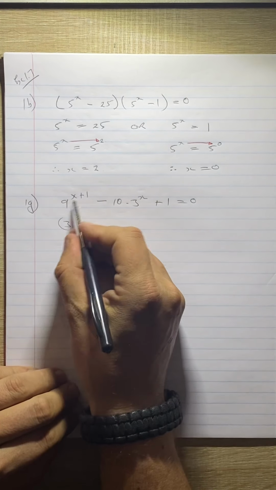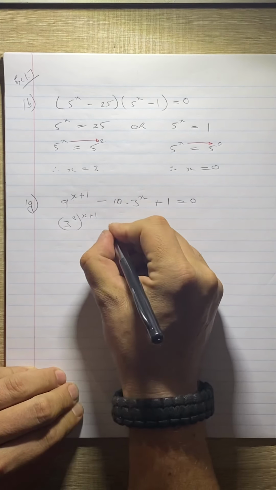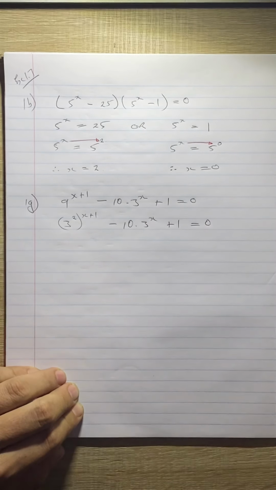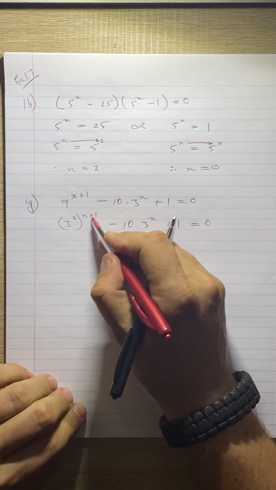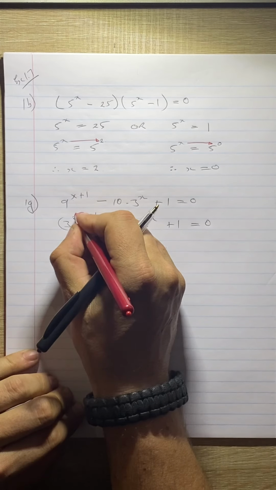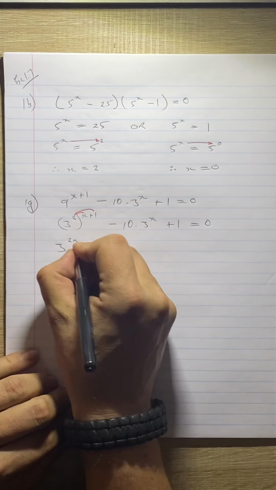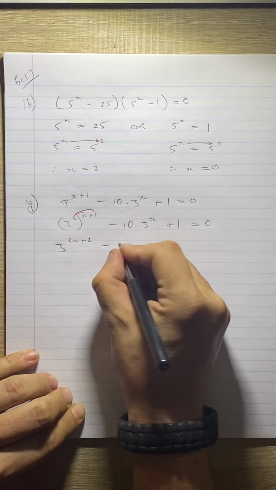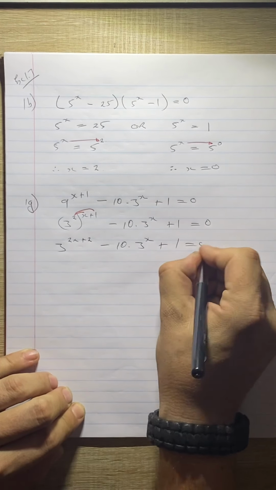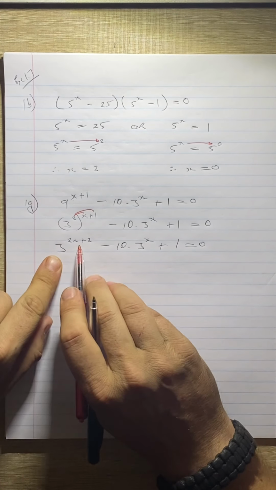And now remember that 9, which is 3 squared, was to the power of x plus 1. Minus 10 times 3 to the x plus 1 equals 0. If you've got something to the power of something raised to another power, you need to multiply the exponents. So we need to multiply that 2 with the x and the 2 with the 1. So we get here 3 to the power of 2x plus 2 minus 10 times 3 to the x plus 1 equals 0.